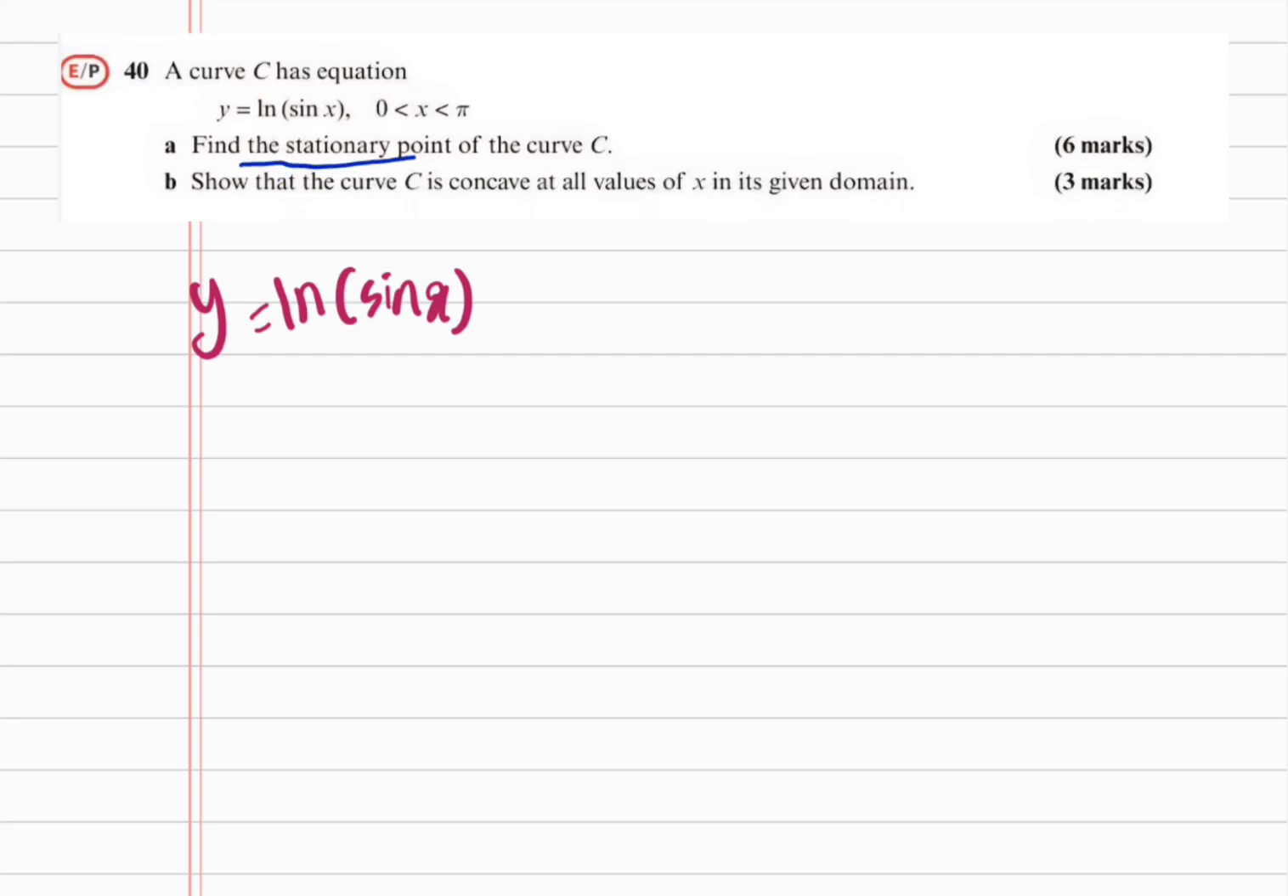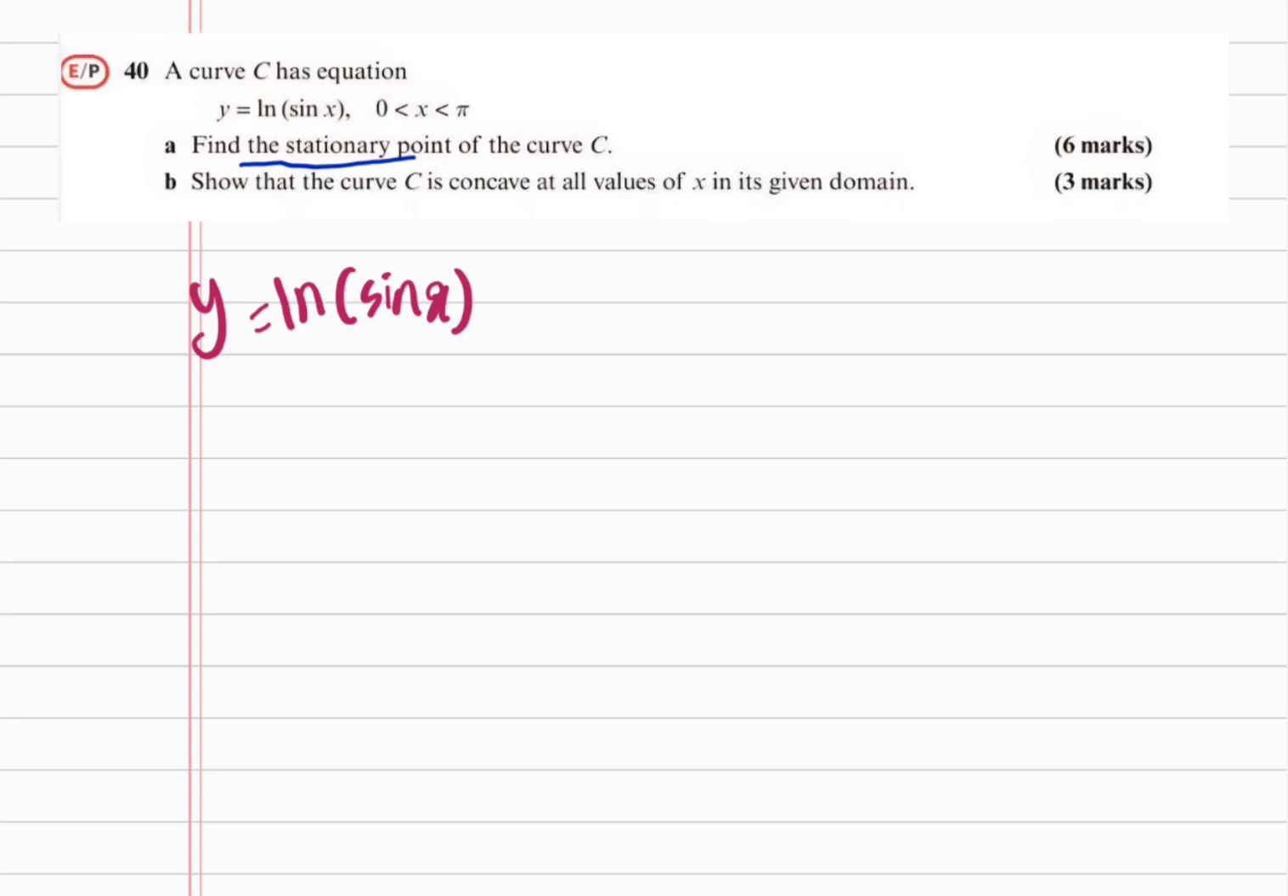It's important to pay attention to these small details because the question is telling us that there is only one stationary point. If we want to find a stationary point, we need to differentiate the function and then set the derivative equal to 0 and then solve that. The answer to that is going to be the x coordinate of the stationary point.